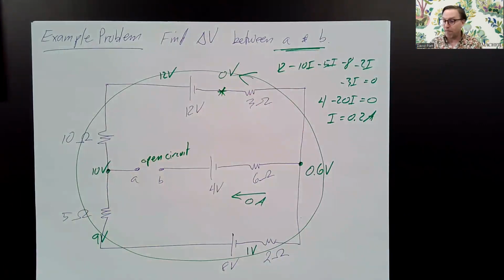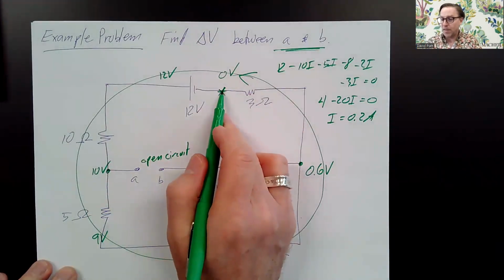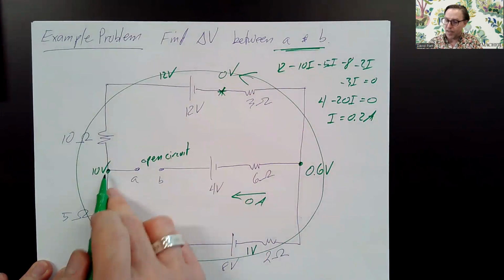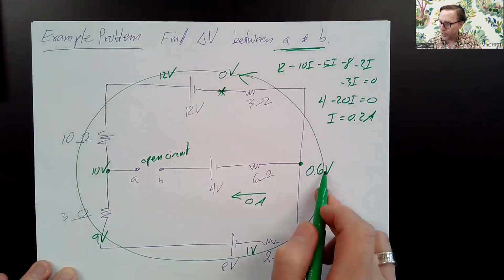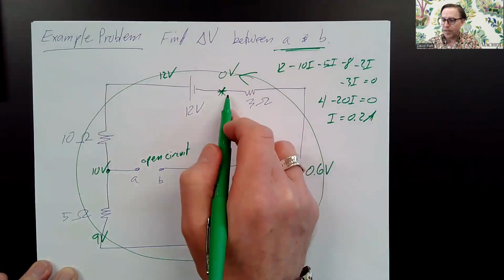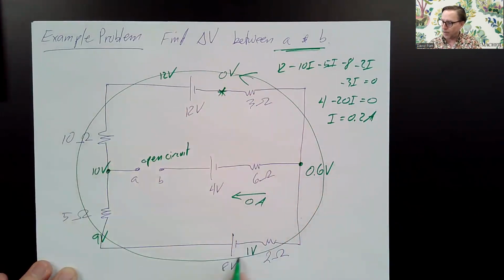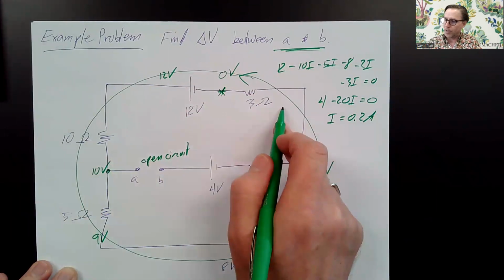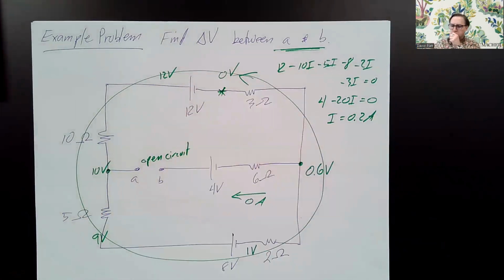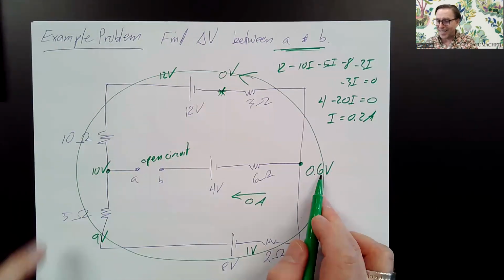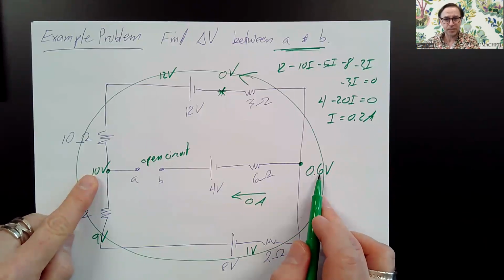So there we go. The voltage here is 0. The voltage here is 12. The voltage here is 10. The voltage here is 9. The voltage here is 1. The voltage here is 0.6. The voltage here is 0. I gain potential. I lose. I lose. I lose. I lose. I lose. Now the potential difference between here and here is 10 volts.